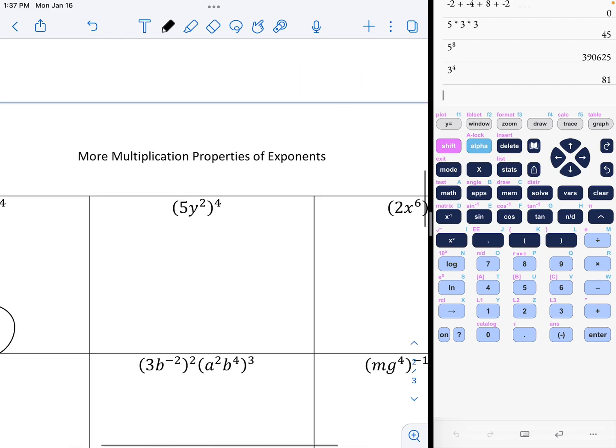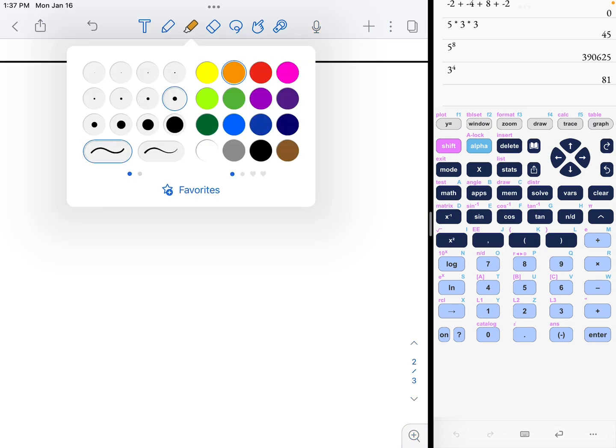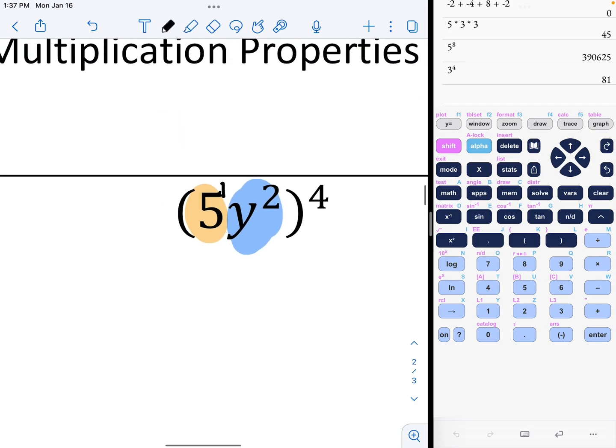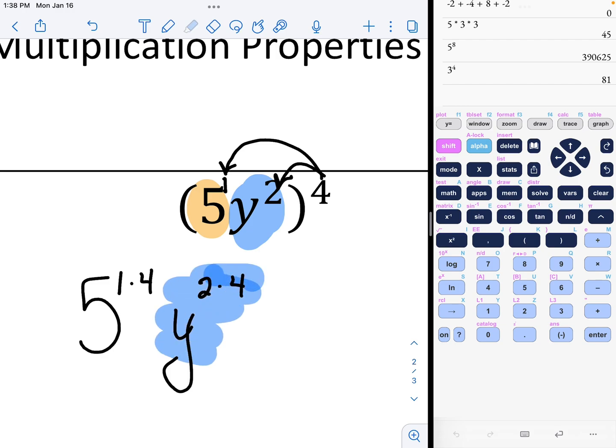All right, next. So I am going to color code. I have my 5 to the first power. I have my y to the second power. And I'm going to take this outside 4 like that and like that because I'm raising a power to a power. So that's 5 to the 1 dot 4, 1 times 4, y to the 2 dot 4, 2 times 4. There's the blue. That's what happened to the blue. There's the orange. That's what happened to the orange.